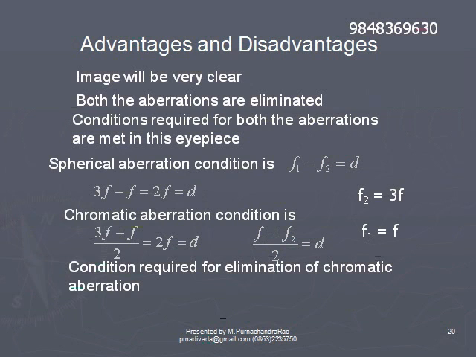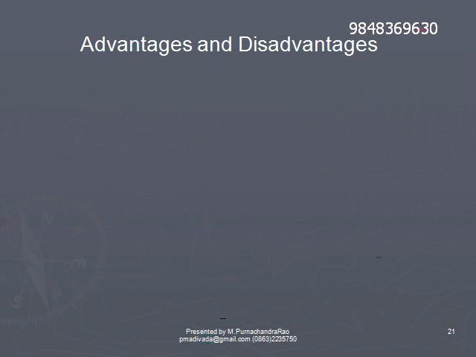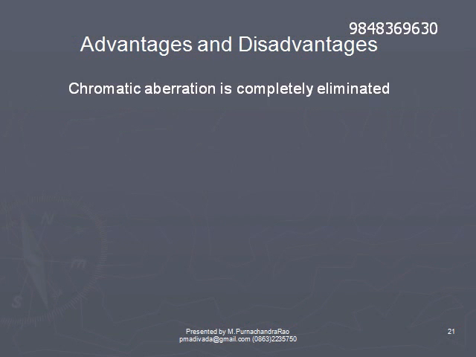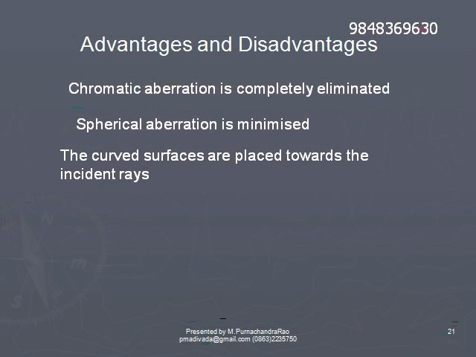So the condition required for spherical aberration is met, and the condition for the elimination of chromatic aberration is also met. That is, (f1 + f2)/2 is equal to d: (3f + f)/2 is equal to 2f. Hence, the condition required for elimination of chromatic aberration is also satisfied in this eyepiece. Hence, chromatic aberration is completely eliminated and spherical aberration is almost minimized.